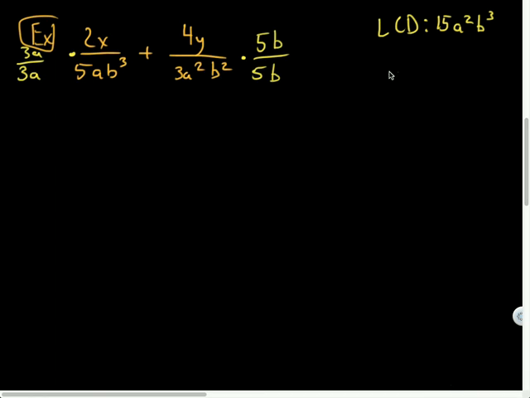Right? So let's actually multiply these out now. So 3a times 2x, 6ax. Plus, let's see, 4y times 5b, that's 20by. And now, what is 3a times 5a b cubed? Or what is 3a squared b squared times 5b? Hopefully it's this, if I did my work right? I mean, that better be what it is. Otherwise I was wasting my time.